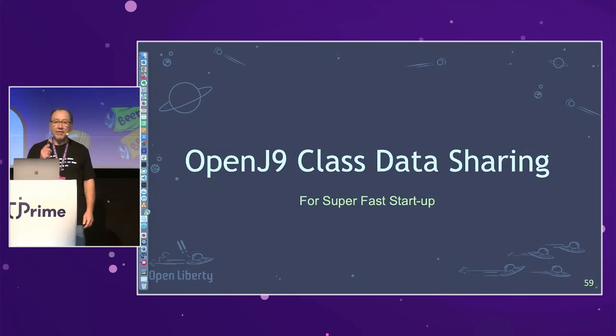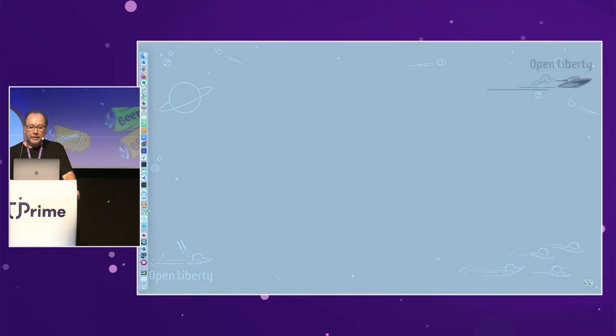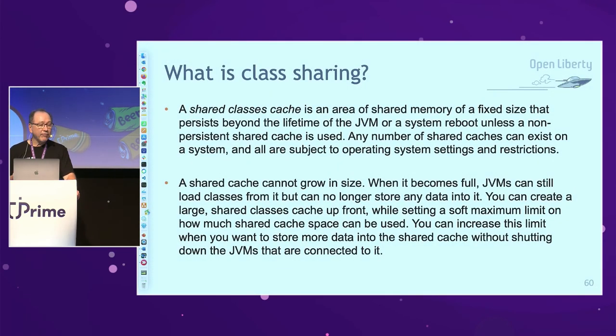Class data sharing is the last feature I want to talk about real quick. So what is class sharing? It's shared memory, which means multiple JVMs can access it. It's persistent, which means it sticks around even if the JVM goes away. The size of the cache can be specified, but it can't grow any larger. So there are some rules there. And when you turn it on in OpenJ9, you automatically get AOT enabled.